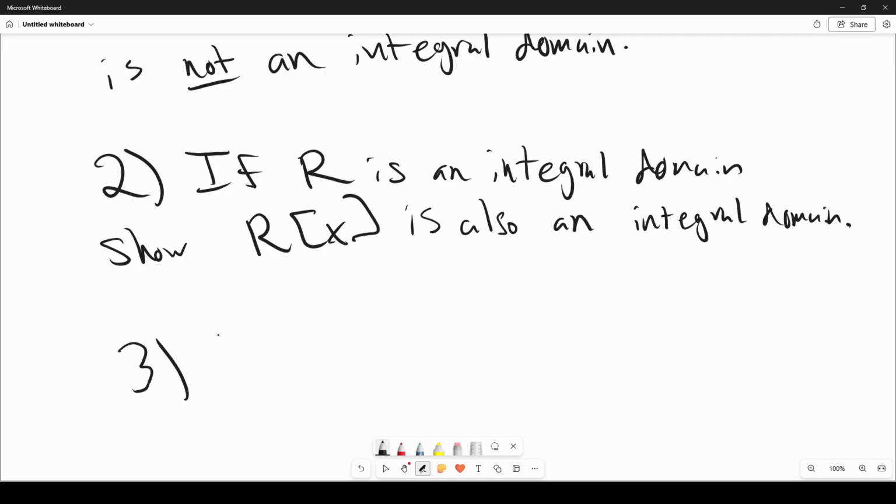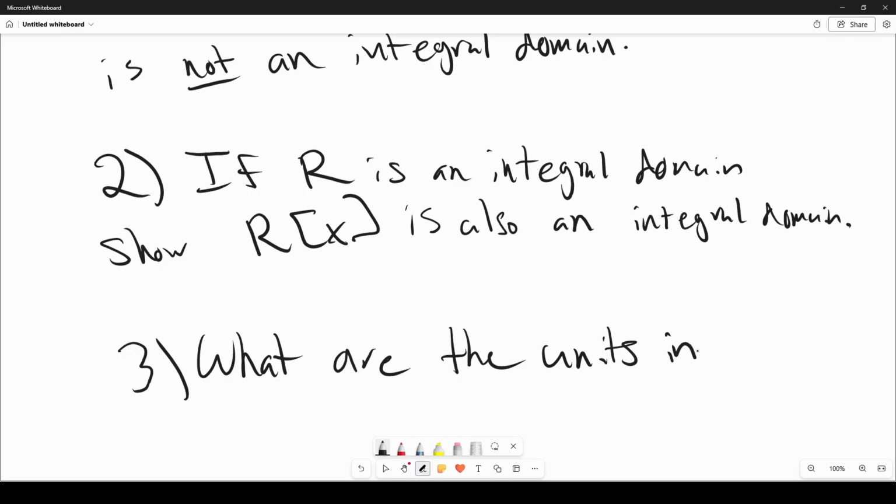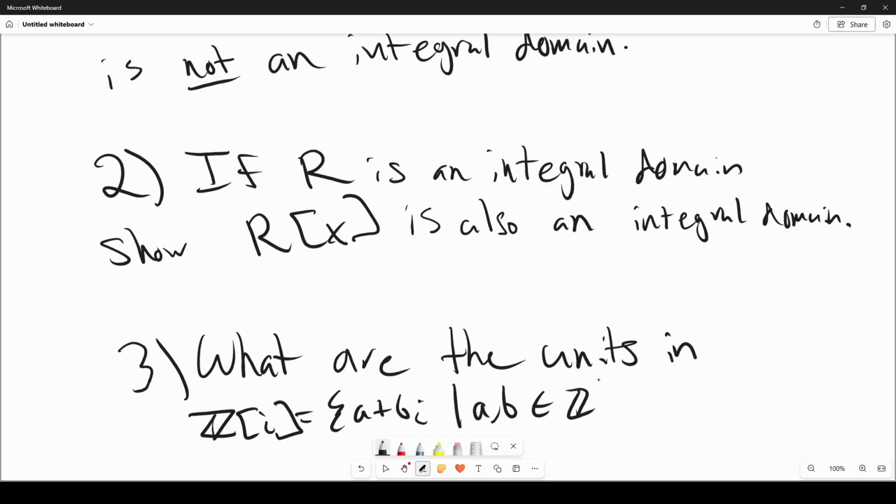Okay, final exercise is you need to determine the units in the ring Z adjoin i, which is the set a plus bi, where a and b are integers. And this is called the Gaussian integers. And you just need to find all the units in this ring.